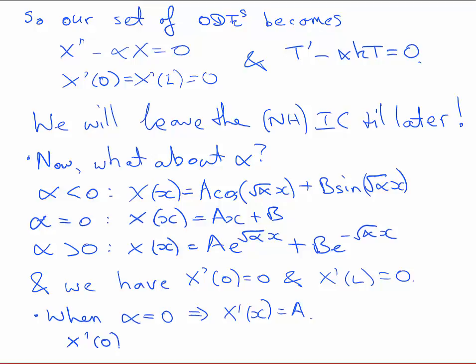So when alpha is 0, X' is a, and the first boundary condition implies that a must be equal to 0. But that automatically means that X'(L) will be 0 as well. So we don't use the other constant b, we don't get any information about it. We've automatically satisfied both boundary conditions by satisfying one. That leaves us with a possible solution of X(x) equal to that constant b. There's absolutely no reason to rule it out, so we're going to keep it as a potential solution here: X(x) equal to a constant.